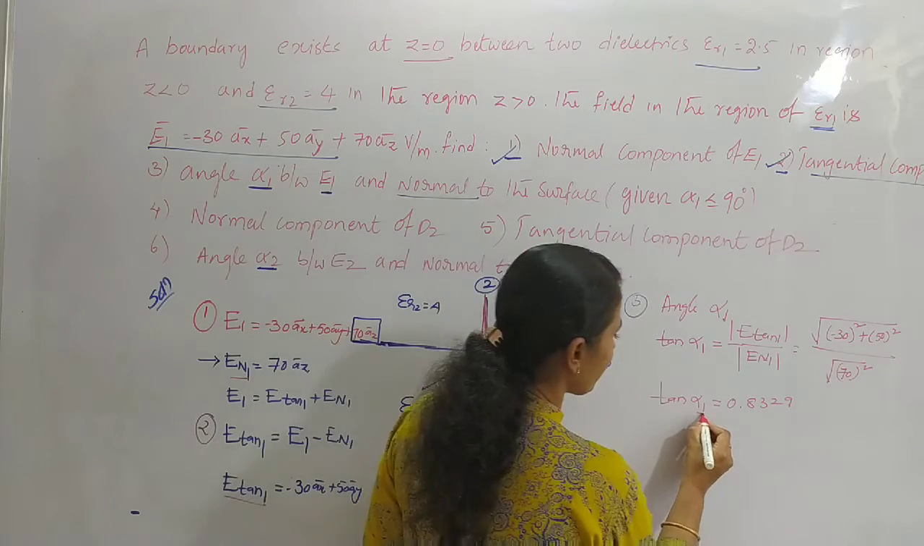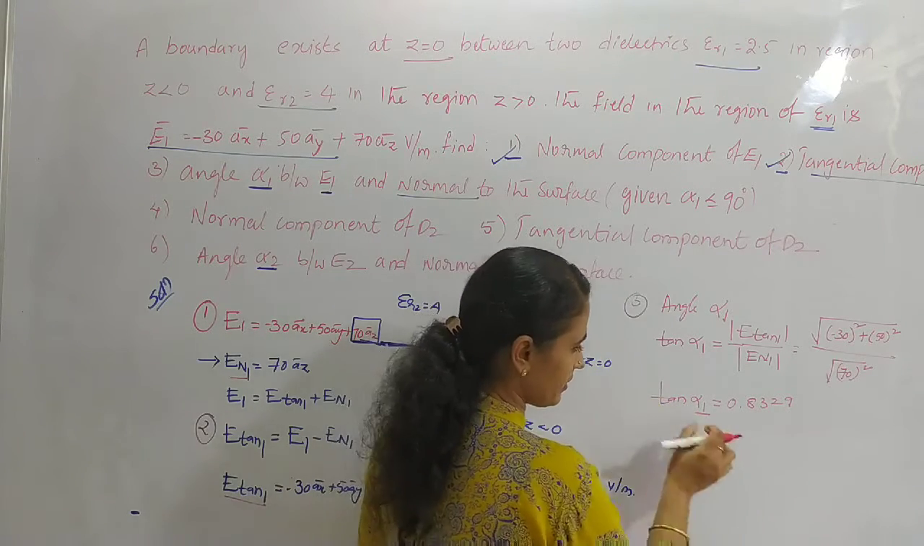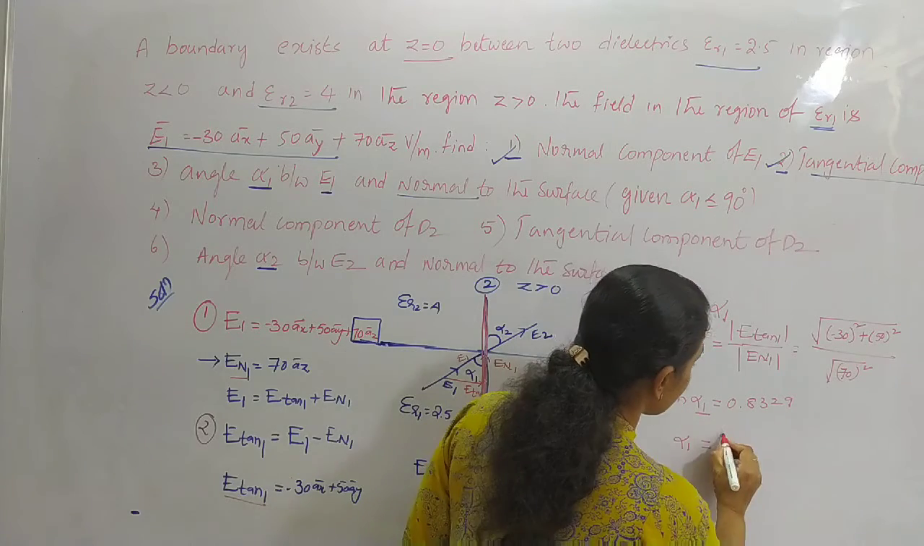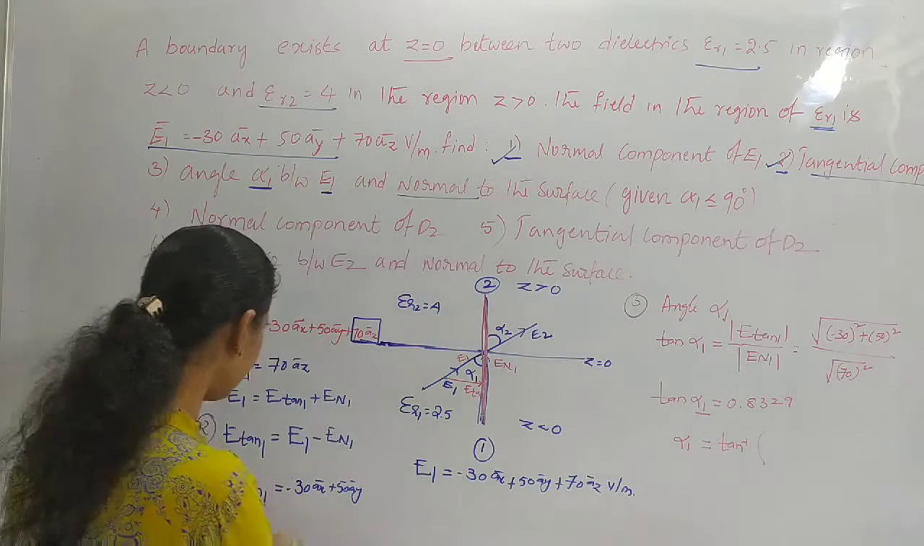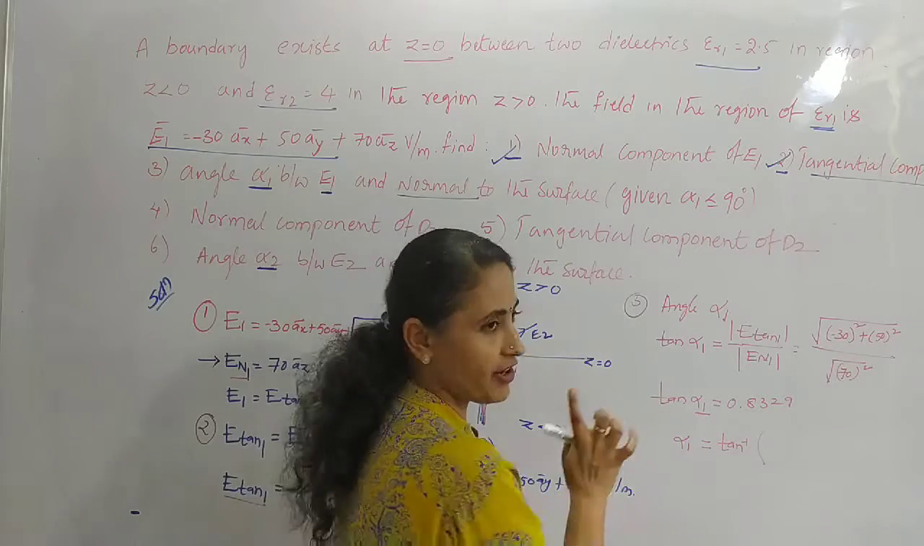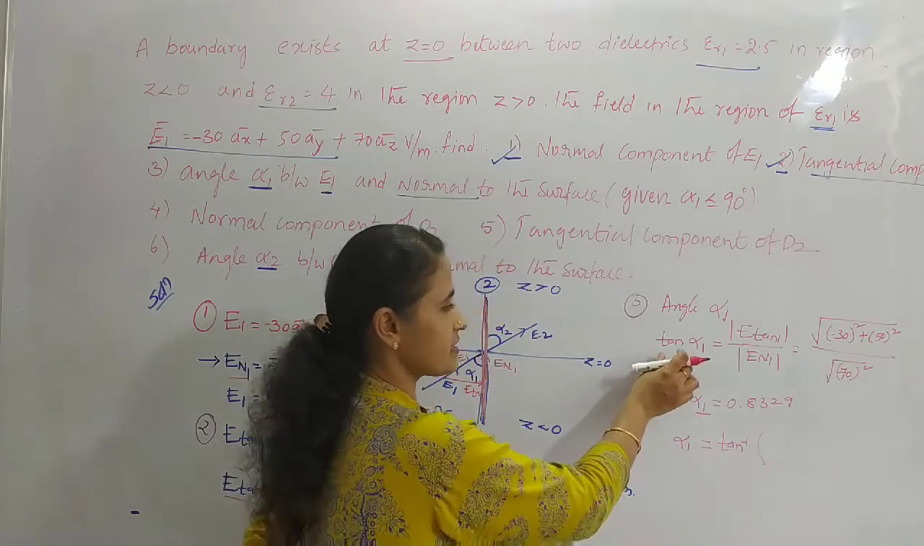What we need? We want only alpha 1. So alpha 1 is given by, take this tan to this side. This is a tan inverse of, there are two tans. This is a tangential component and this is a trigonometric function of tan. Don't confuse. If you want, you can apply the sine also.